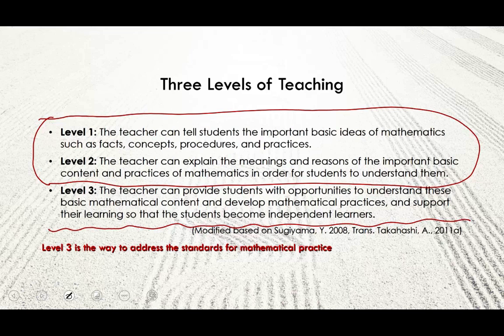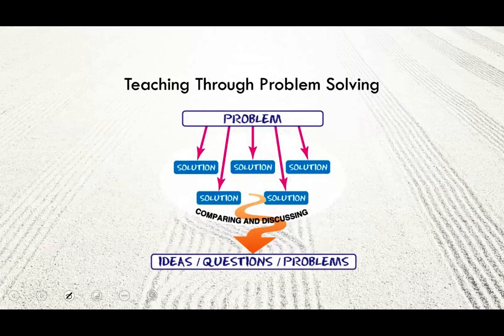So therefore, this course really wants you to be able to design level 3 teaching and then teach based on the level 3 teaching. One of the most powerful level 3 teachings is called teaching through problem solving, which is what your textbook, the Van de Walle, is talking about.